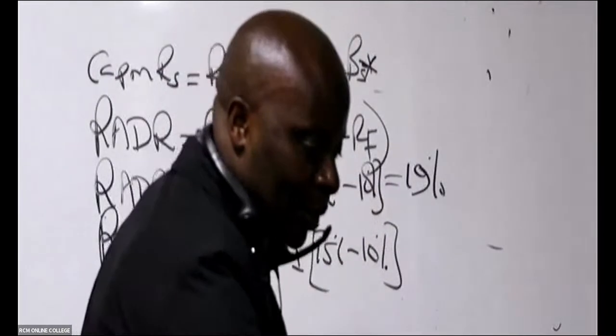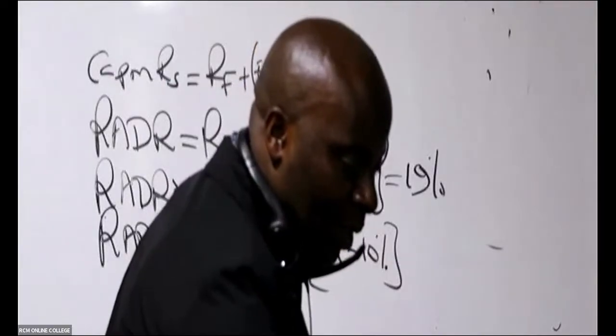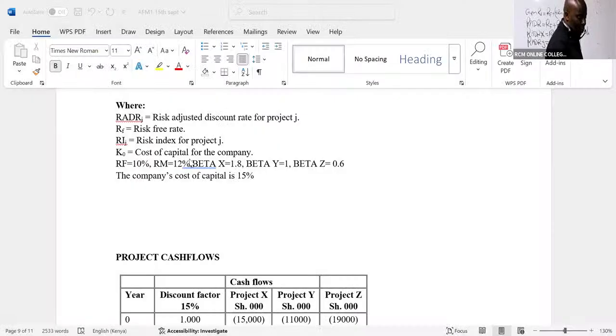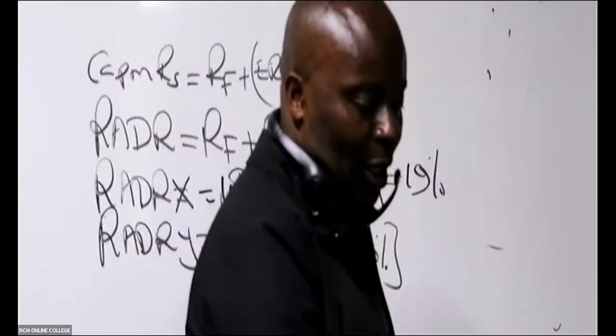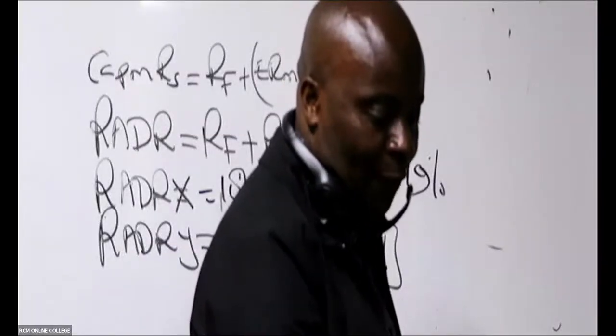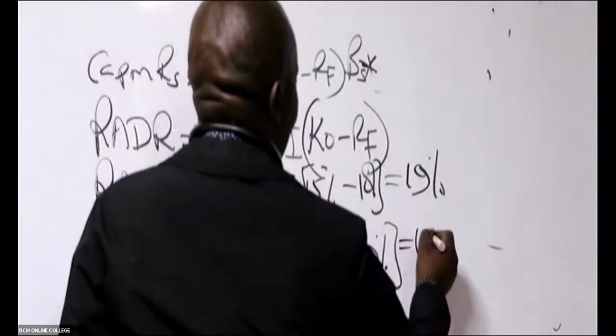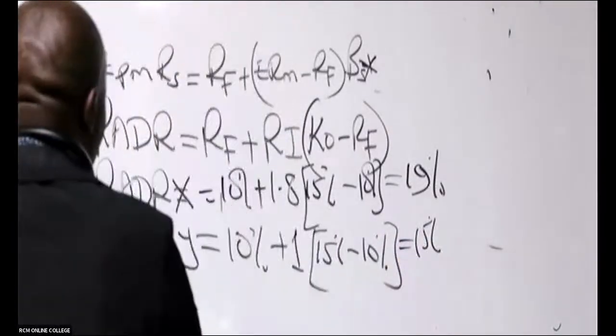Remember, ladies and gentlemen, in this case we have been given the risk index for Y. It is 1, which is the same as beta. And for Z it is 0.6. Some ninja is already giving me a figure here. They're giving me 15%. Great. And then now we have RADRI.